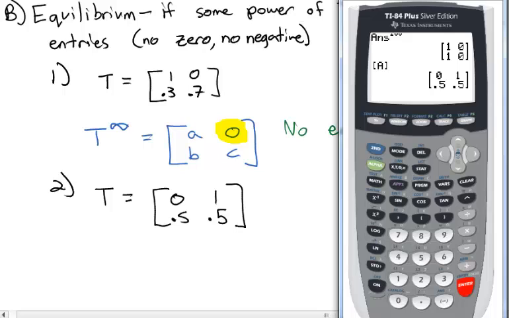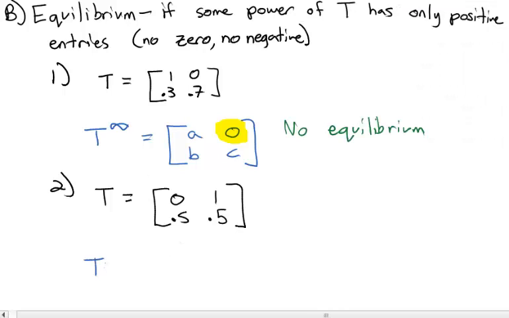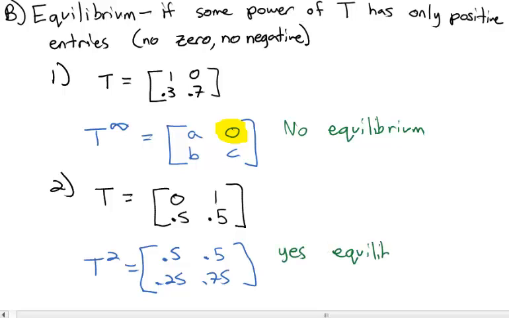If I even square this matrix, take the previous answer and square it, we get all positive non-zero entries, 0.5, 0.5, 0.25, and 0.75. So T squared equals 0.5, 0.5, 0.25, 0.75. And because we have all non-zero entries, we can reach equilibrium. We still don't know what equilibrium is, but we know we can reach it.